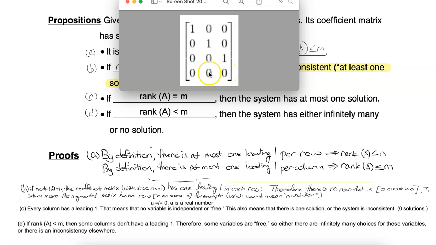If it's 0x plus 0y plus 0z equals 7, then it's inconsistent. Or if it's 0x plus 0y plus 0z equals 0, then that last row gives us no information and we have one solution. So at most, there is one solution. Basically, there is 0 or one solution.